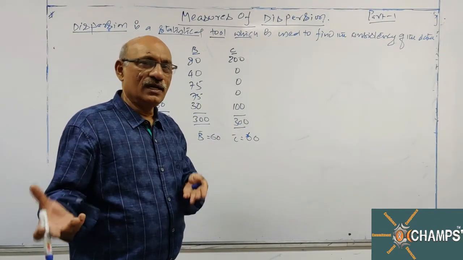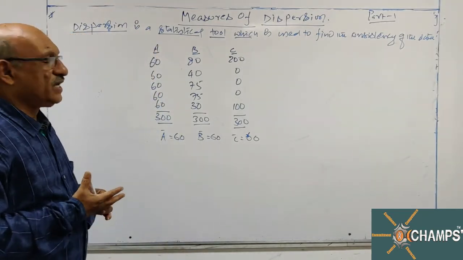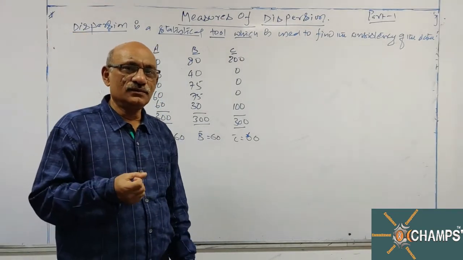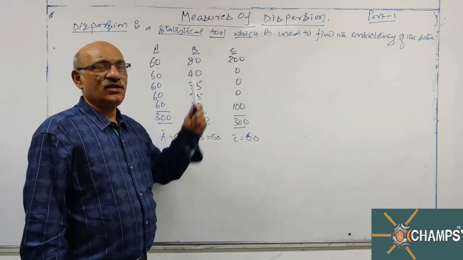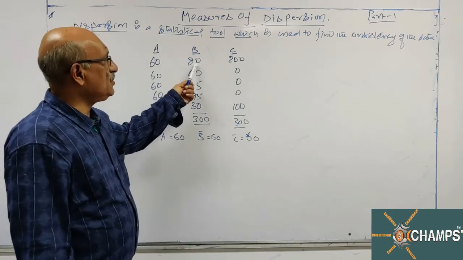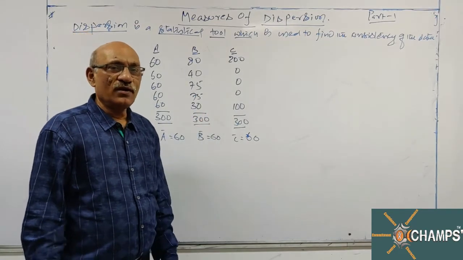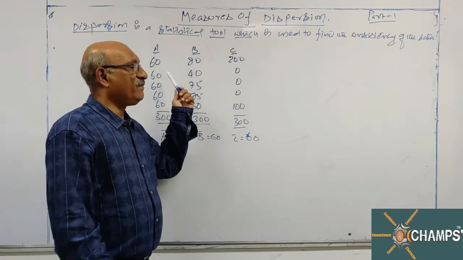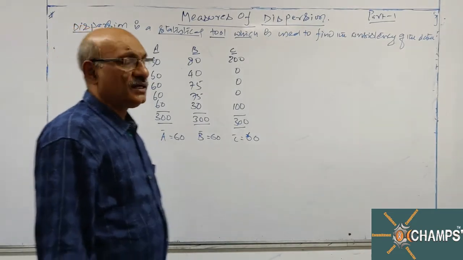Greater the deviation, lesser the consistency. So looking at this data, I can say A is the most consistent player when compared to B and C. B is more consistent than C. So whom do I want to select into the team? I prefer A into the team. This is an example for dispersion.